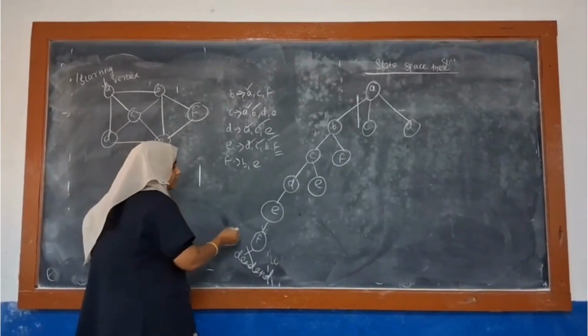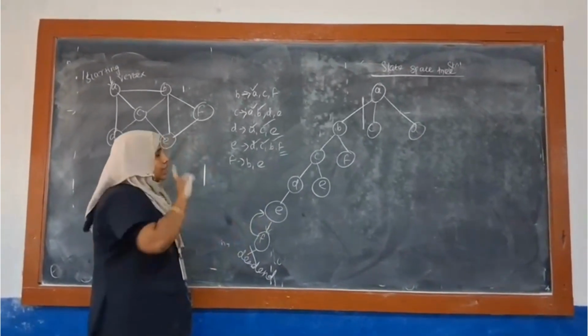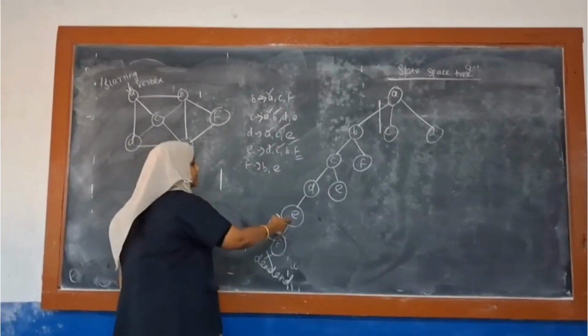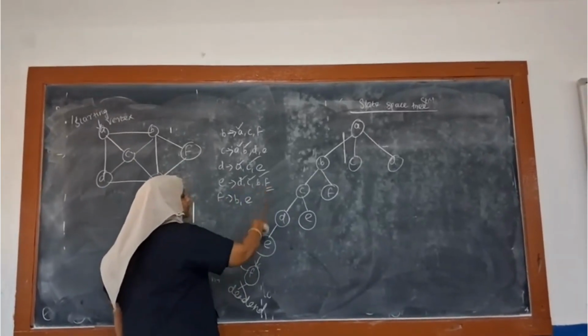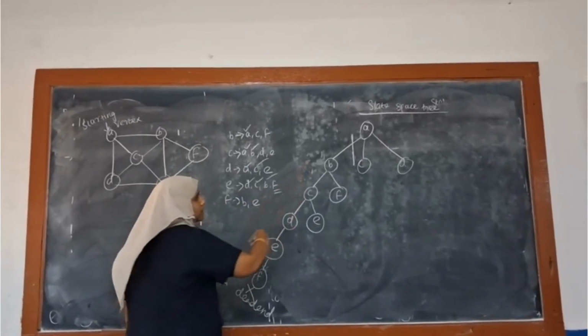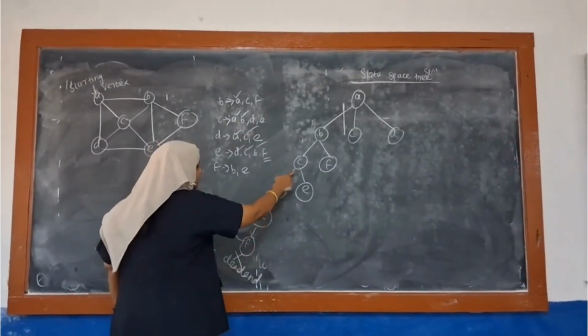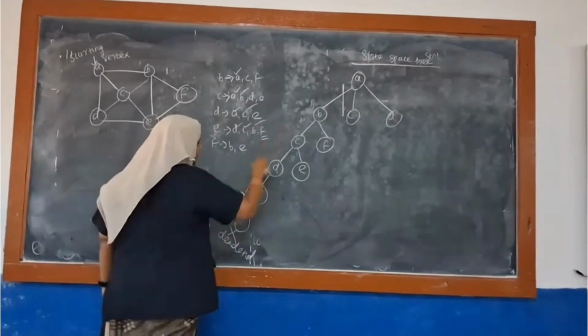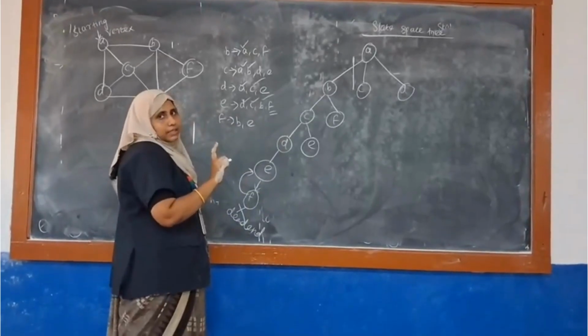Backtracking means you are going back to E. Who is the previous state? D. The neighbors are D, C, B, F. D, C, B are there, and F is also visited. All are visited.